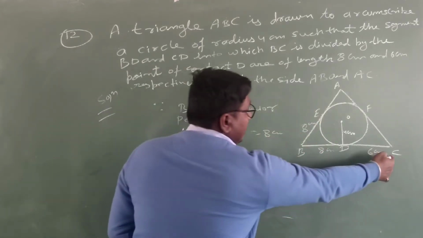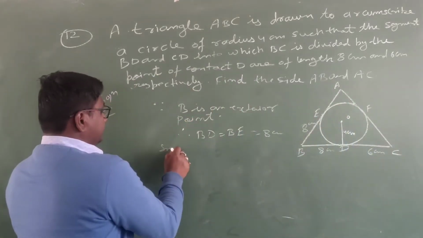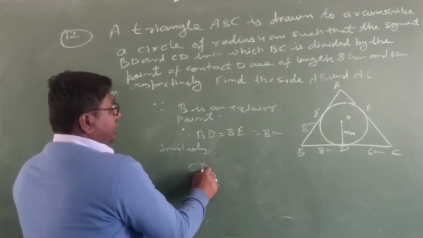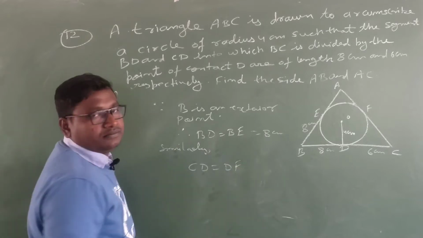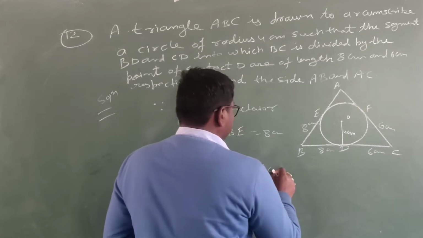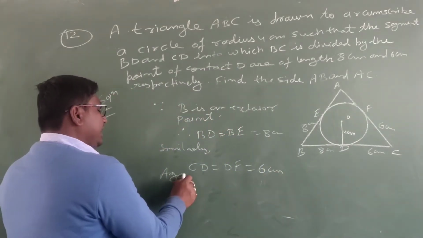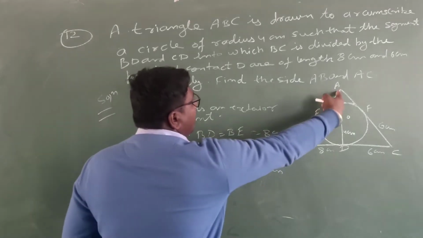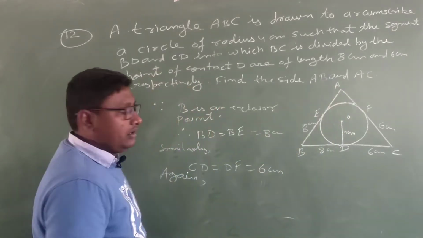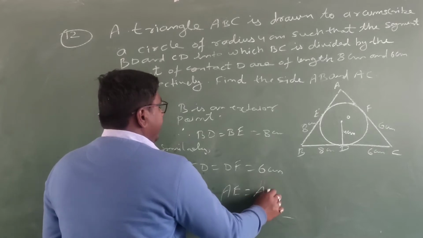Similarly, the length of CD will be equal to CF. And now CD is equal to 6, that's why CF will also be 6. Again, in the same way, if A is an exterior point, then the lengths of AE and AF will be equal. See again, AE is equal to AF.